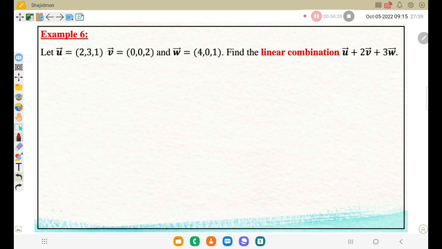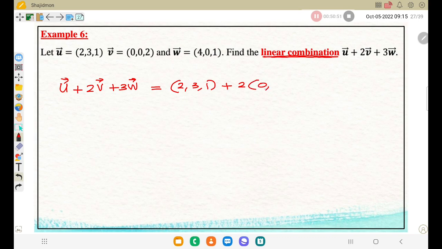For example, let vector u equal (2, 3, 1), vector v equal (0, 0, 2), w equal (4, 0, 1). Find the linear combination, that is the question. What linear combination do we need to find? Vector u plus 2 times vector v plus 3 times vector w. This linear combination we need to calculate. I hope you know that one. See, vector u means (2, 3, 1), plus 2 times vector v, (0, 0, 2), plus 3 times vector w, (4, 0, 1).